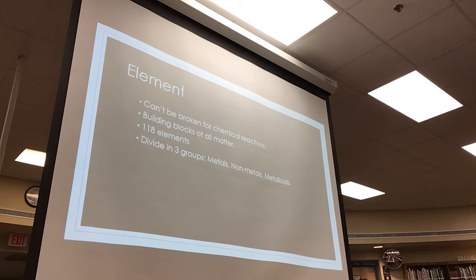Okay, how many elements do we have in the periodic table, Horacio? 118. Sure? You remember that we talked about this? Okay, 115. Okay. Harsh, how many groups are in the periodic table? Three. Which ones? Metals, non-metals, and metalloids.